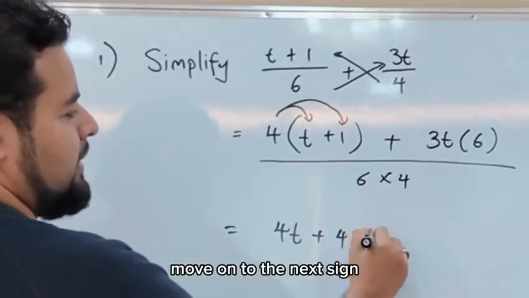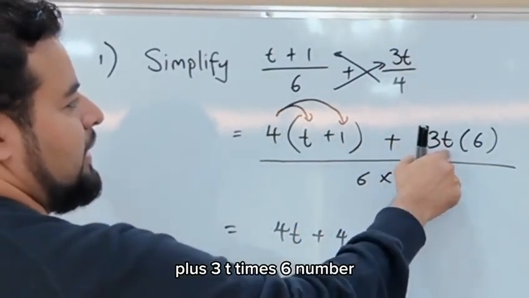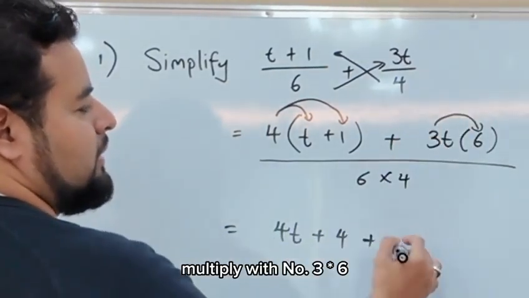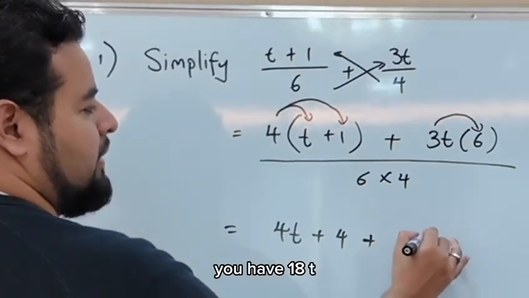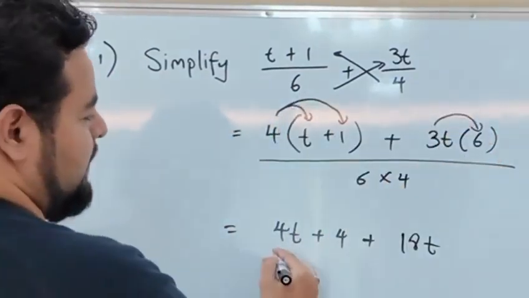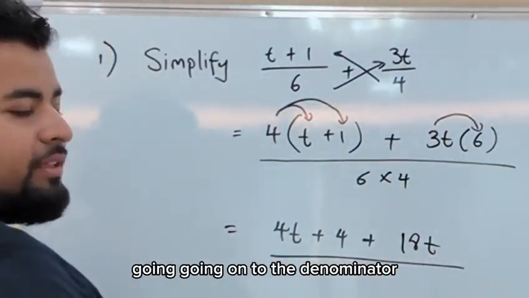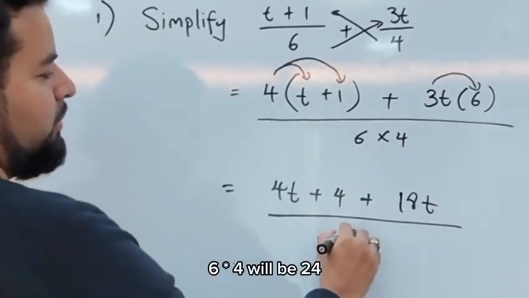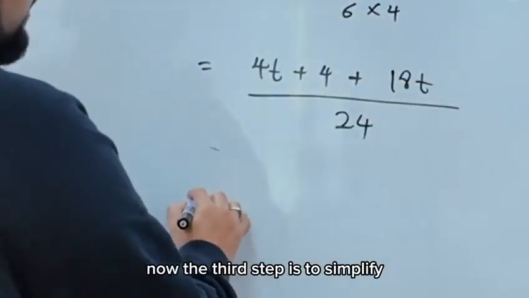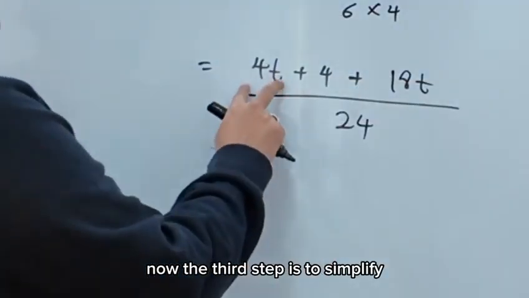Move on to the next sign, plus 3t times 6. Number multiply with a number. 3 times 6, you have 18t. And that's the end for the numerator. Going on to the denominator, 6 times 4 will be 24. Second step done. Now the third step is to simplify.